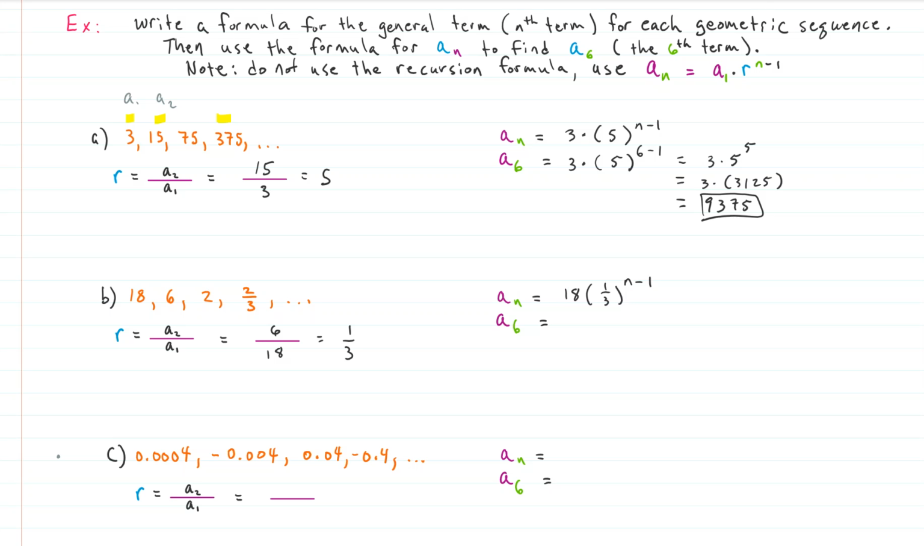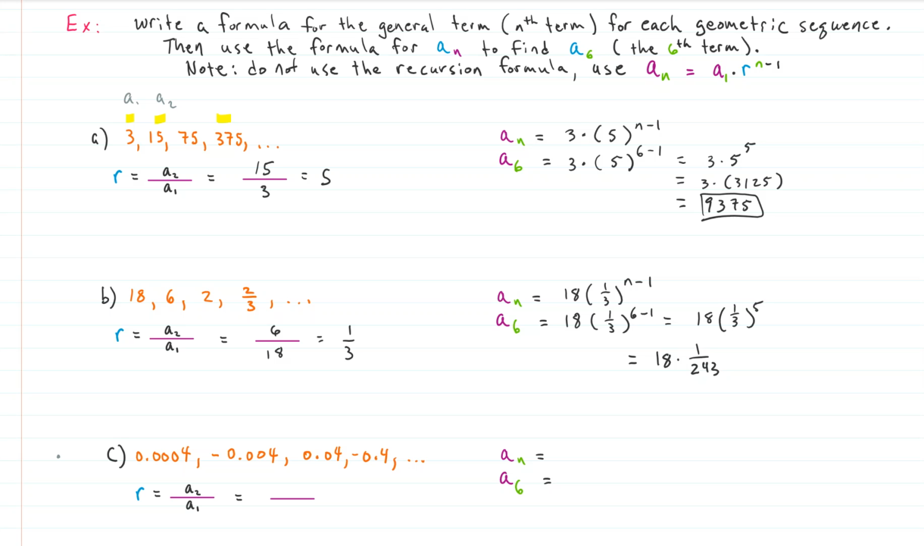We can now find the 6th term in this sequence by using our formula we just created. So we have 18, and we have 1 divided by 3, and we have 6 minus 1. That gives us 18 multiplied by 1/3 to the 5th power. Let's see what we have here. 1/3 to the 5th power is 1 over 243. So we have 18 times 1 over 243.